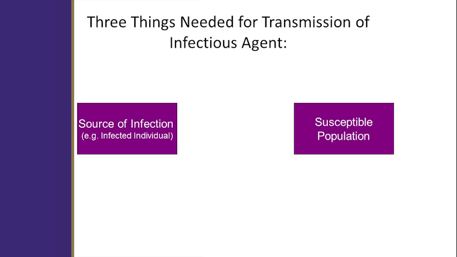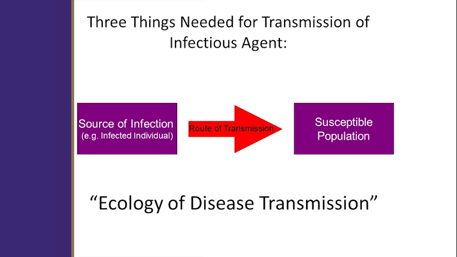You also have to have the susceptible population. Okay, you've got to have hosts that can receive the agent and let that agent initiate an infection. And of course, in my mind, the most important and where we have the opportunities for controls, or the best controls in my mind, is really in this route of transmission, right? And if you look at this as a whole, you're really talking about an ecology of disease transmission, okay? You got to think about this from an ecological standpoint.